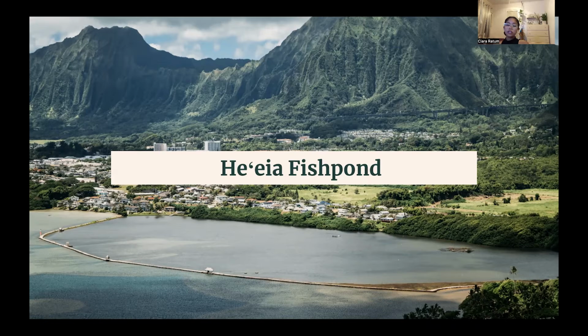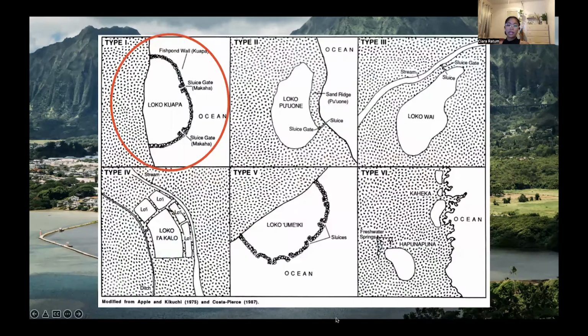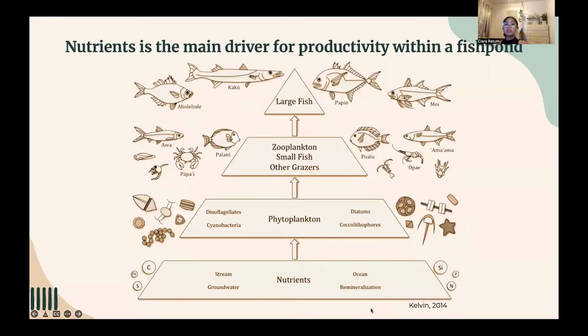And Heʻeia fish pond is a local kuapā style fish pond, meaning it has a wall that encompasses the entire fish pond at 1.3 miles. It is the longest in the Hawaiian Islands. It also holds about 88 acres of brackish water. Within a fish pond, nutrients are the main driver for productivity. Heʻeia fish pond has two main inputs, including Kaneohe Bay and Heʻeia Stream.